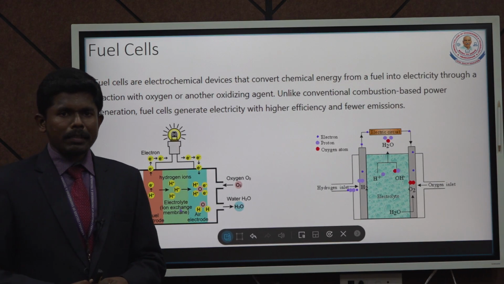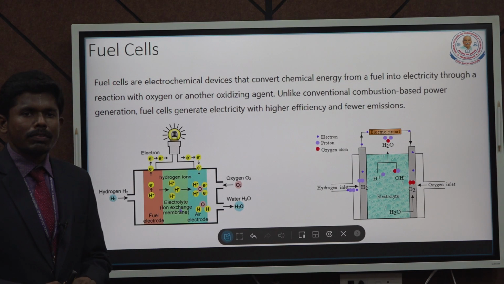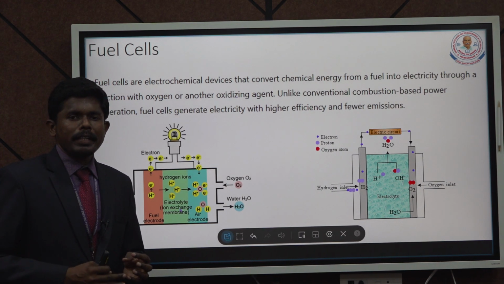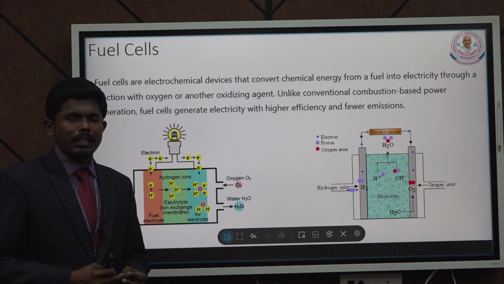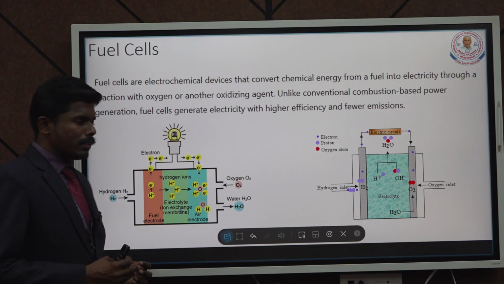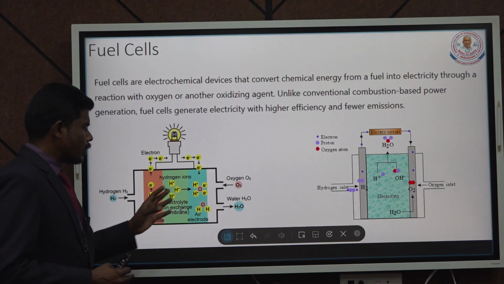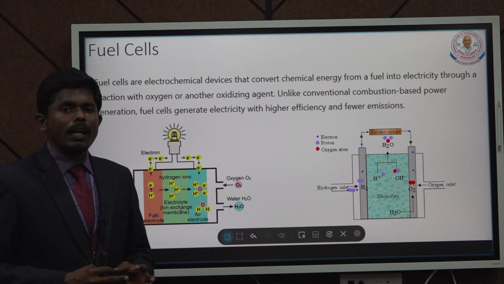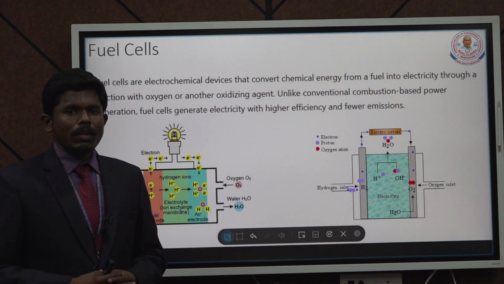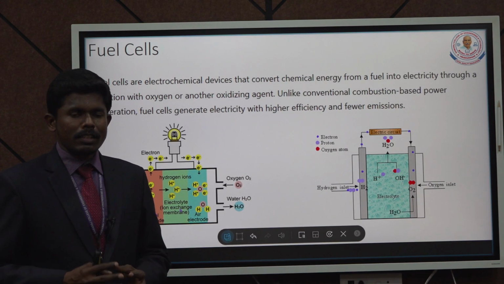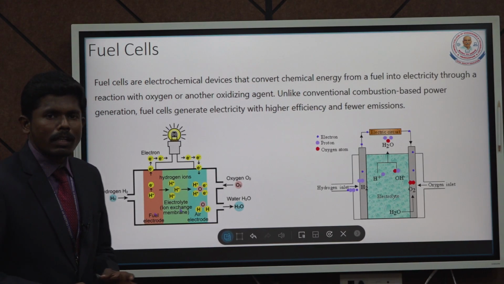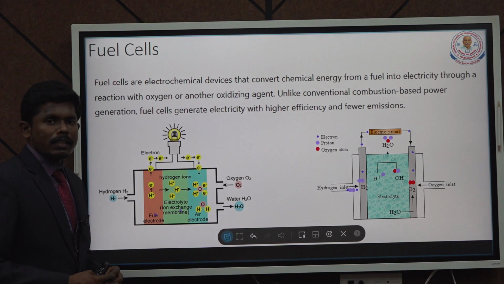We all know about batteries. Batteries do the work of converting chemical energy to electrical energy, but the electrolytes we are using inside get varied. In fuel cells, the anode, cathode and electrolytes mainly depend on two major sources: one is hydrogen, another is oxygen. The reaction between hydrogen and oxygen constitutes the flow of electrons. Obviously, this flow of electrons constitutes the flow of electricity.